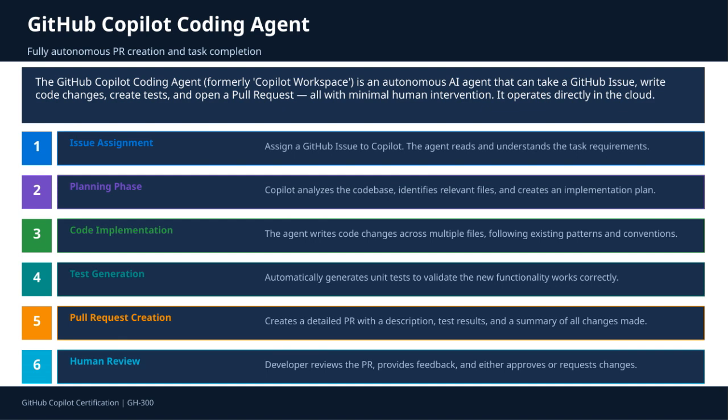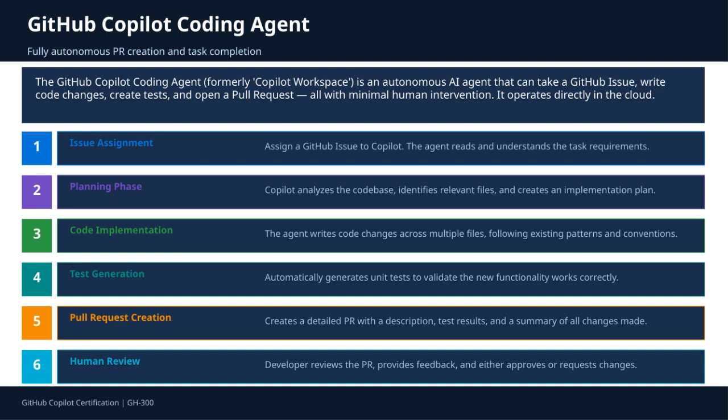The workflow starts with issue assignment, where you assign a GitHub issue to the Copilot agent. It reads and comprehends the task requirements to get a clear understanding. Next, during the planning phase, the agent analyzes the code base, identifies which files are relevant, and creates a detailed implementation plan. After that, the agent moves into code implementation, writing changes across multiple files while ensuring it follows existing coding patterns and conventions. Then, it automatically generates unit tests to verify that the new functionality works as expected.